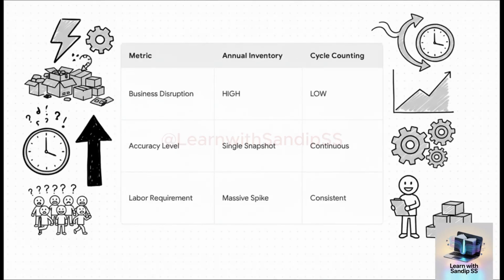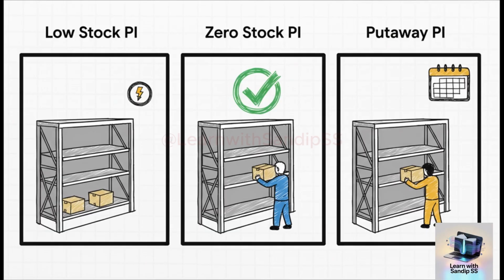When you put these two methods side by side, the business case is just crystal clear. With an annual count, you get this huge spike in disruption and labor, all for a single snapshot in time that's probably out of date a week later. With cycle counting, you trade all that chaos for a smooth, continuous process that gives you way higher accuracy all year long. And it's not just cycle counting. EWM has other really clever event-triggered methods.